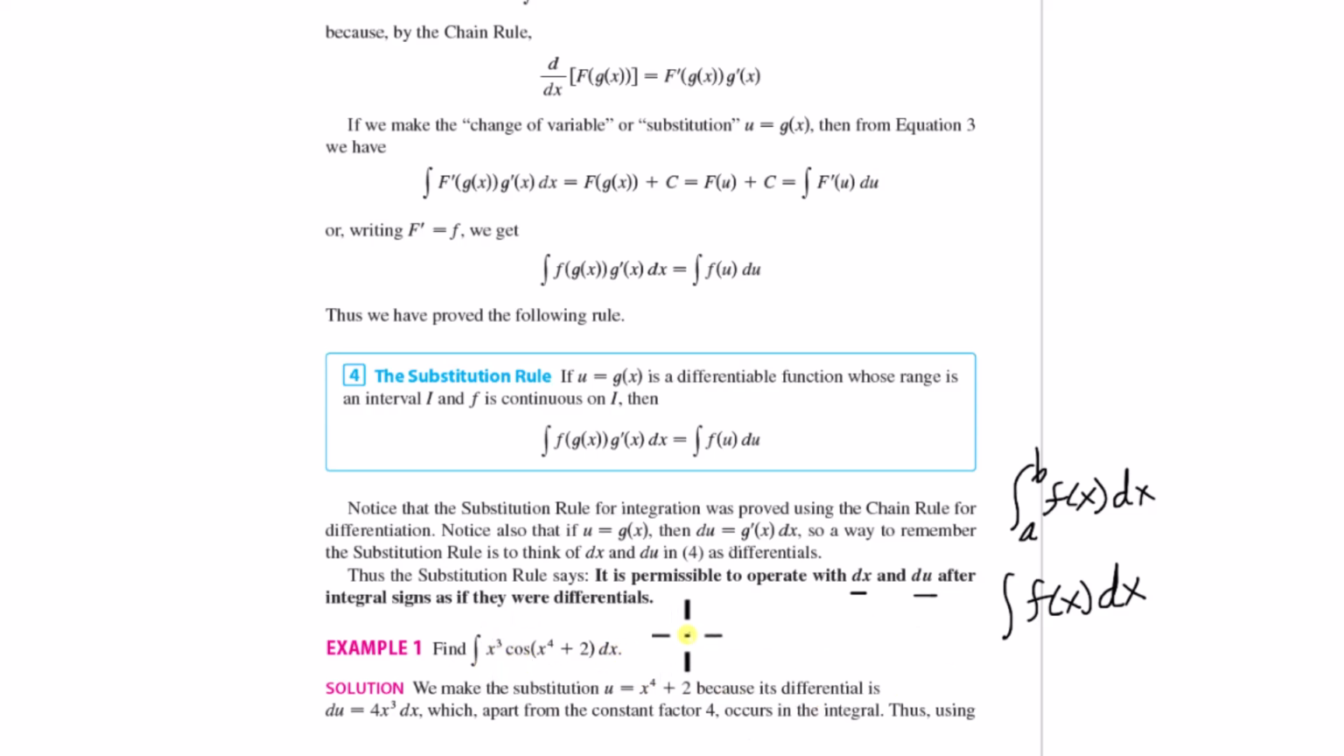Okay, so if we say u is equal to x to the fourth plus 2, because we want to replace everything inside of this cosine. And we know that's no problem because the derivative of the 2 is 0. You get du is equal to 4x cubed dx. Okay, now, but wait a minute. We don't have 4x cubed dx. We have x cubed dx. Well, okay, you can divide both sides by 4. You have du over 4 is equal to x cubed dx. So you replace x cubed dx with du over 4.